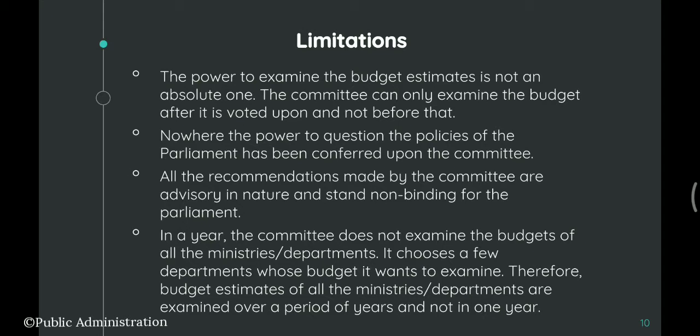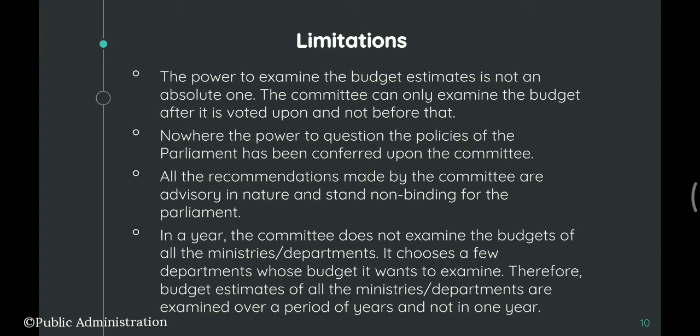In a year, the committee does not examine the budgets of all the ministries and departments. It chooses a few departments whose budget it wants to examine. Therefore, budget estimates of all the ministries or departments are examined over a period of years and not in one year. In one financial year there can be a lot of programs or policy implementation. So the Estimates Committee cannot examine all the budgets done by the ministries and departments.